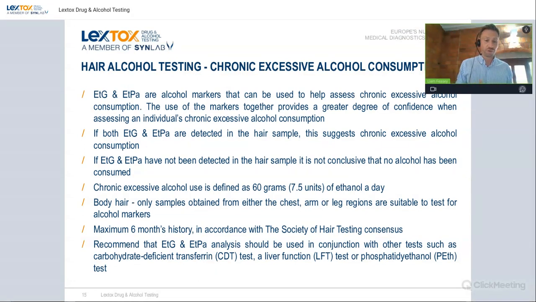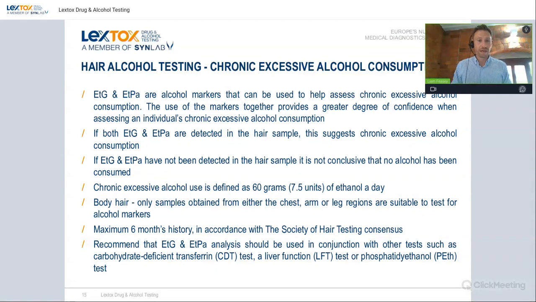So an individual could abstain from alcohol for the beginning of the week, say Monday, Tuesday, Wednesday, but then consume 52.5 units from Thursday through to Sunday. If they were doing that on a weekly basis, i.e. every single week for their 3-month period, then that would be expected to give a level equivalent to chronic excessive alcohol.